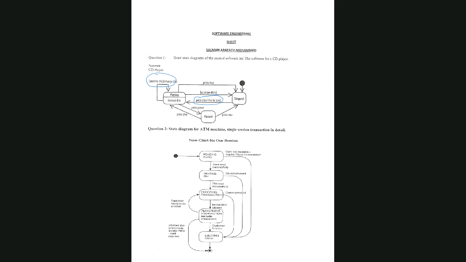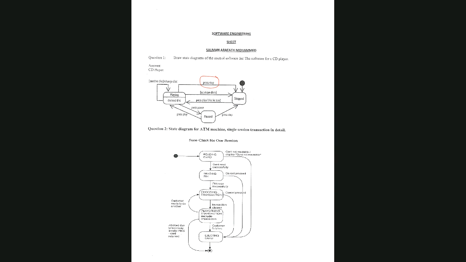Now, while playing, you can do two things. Suppose while you are playing some sound and you get a call, you have two options. Either you turn off your CD player and talk to your friend, or you pause the CD player and talk to your friend. So that I'm showing here. When you press stop, it will again come to the stop state. The transition from playing is called press stop, and then it comes to stop state.